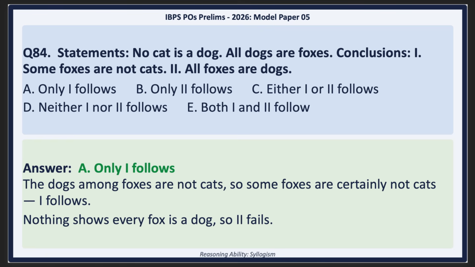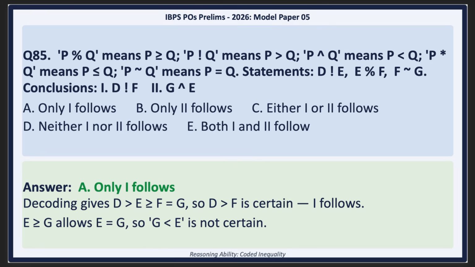Oh, wow. However, conclusion 2 fails because there is nothing in the statements to prove that every single fox is a dog. The fox circle might be huge, so only 1 follows. It's like unlocking a code, which is the perfect transition because for questions 85 to 87, we are literally deciphering coded inequalities. They are swapping mathematical symbols for punctuation marks.